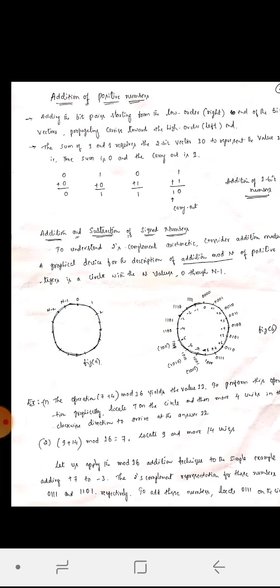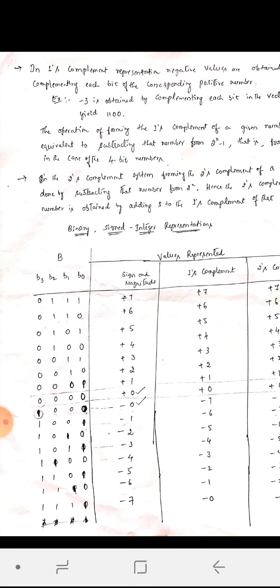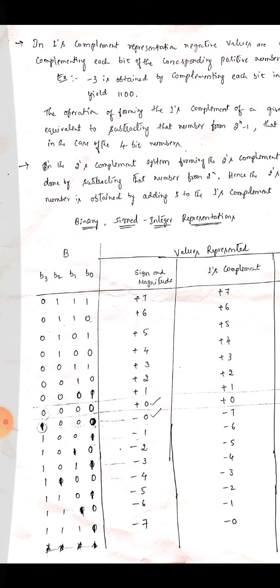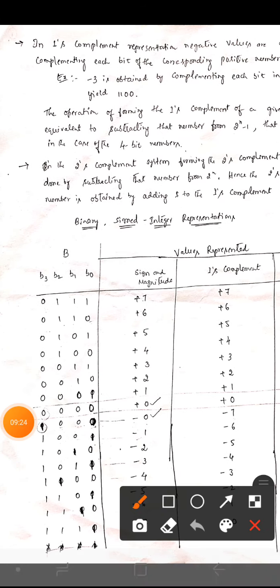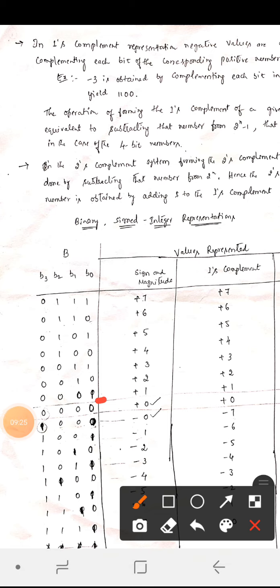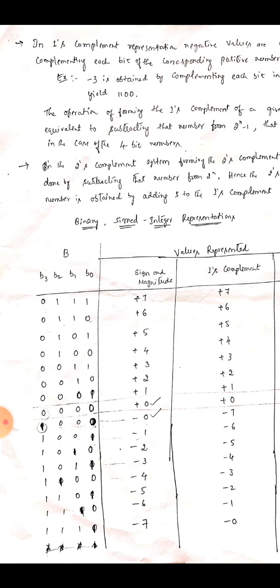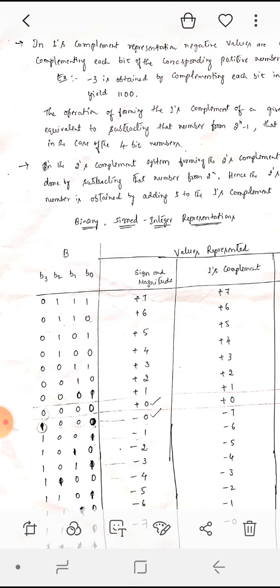So based on these numbers, we have made a table to represent all the numbering systems. I said just now that if it is a 4-bit number, in total we will get 16 combinations. You can see here, I have started at 0000 and then 1, 2, 3, 4, 5, 6, 7 in the upper half, and in the lower half 8, 9, 10, 11, 12, 13, 14, 15.